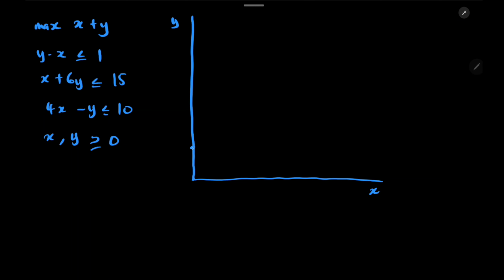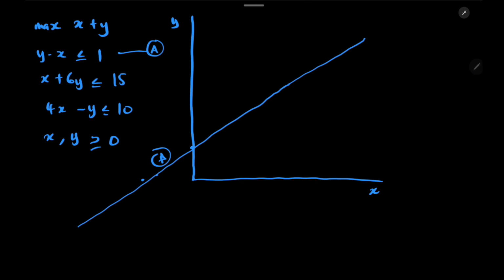So let's say this point is minus 1, right? So when y is 0, this graph would pass through this point. This is not very accurate, but it's going to pass through this line. We have this inequality, let's call it inequality A, and it's going to pass through this line.